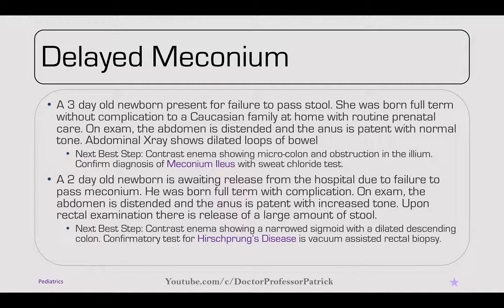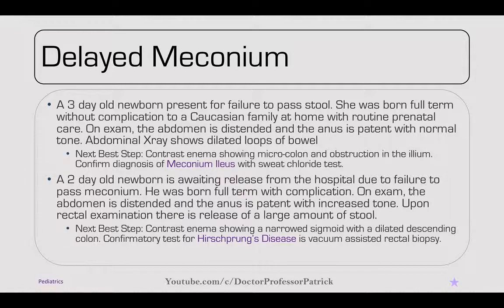So for the patient with a delayed meconium, we've got two options here. We've got a case with a 3-day-old newborn who presents for failure to pass stool. She was born at full term without complication to a Caucasian family at home with routine prenatal care. On exam, the abdomen is distended and the anus is patent with normal tone. X-ray shows dilated loops of bowel. The next best step here would be a contrast enema, and you want to show a microcolon and obstruction in the ileum, and this would confirm the diagnosis of meconium ileus. You can do a sweat chloride test because meconium ileus is strongly associated with cystic fibrosis.